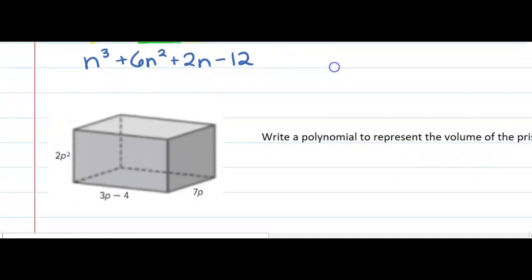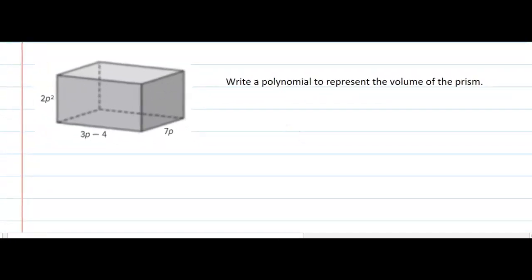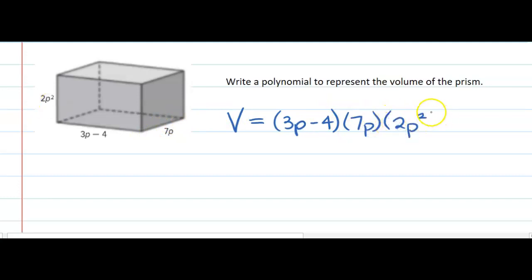All right, for the last bit that we're going to look at in this video, we're going to look at a couple of problems that involve our properties of exponents. If we want to write the volume of this prism, we have to do the length times the width times the height.